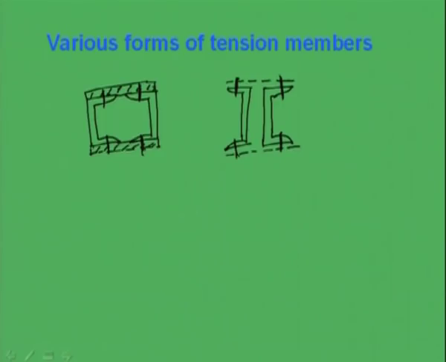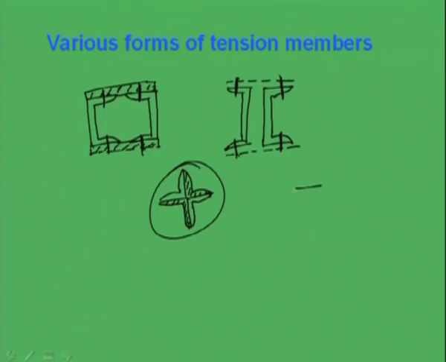Another way is the star angle. That means I can make it like this. So four angles are placed back to back, making a star angle. So this is one angle, and this is another angle, this is another, another. So these make a star angle, which is another type of built up section.